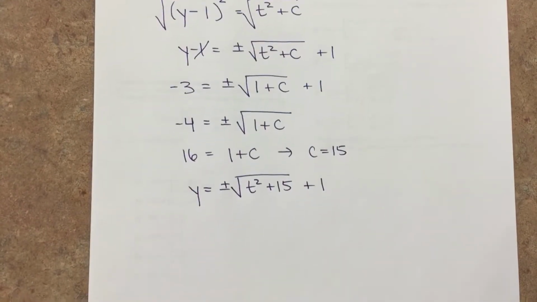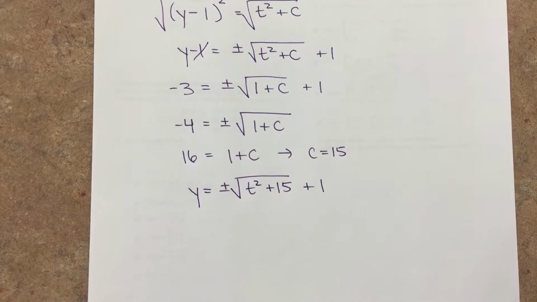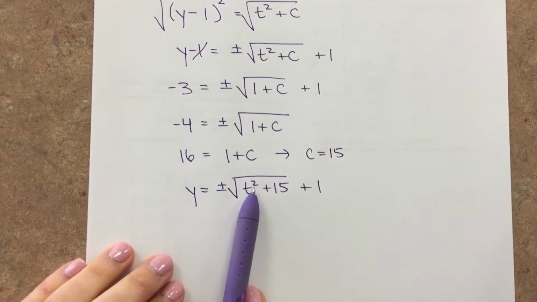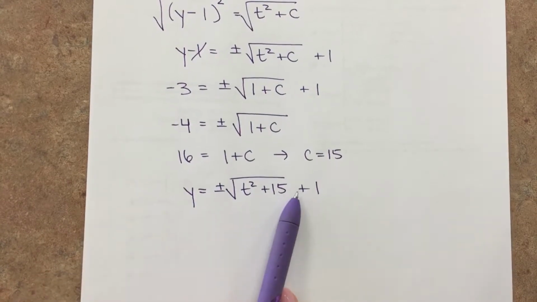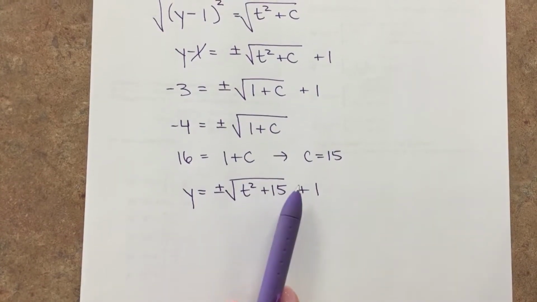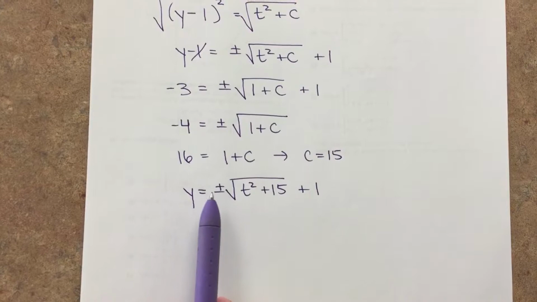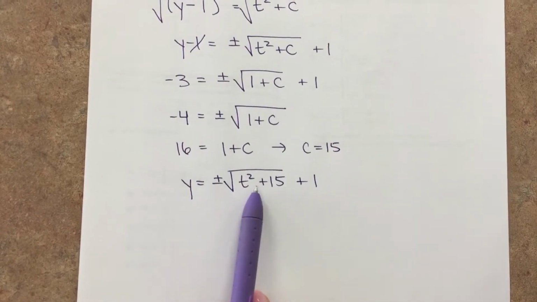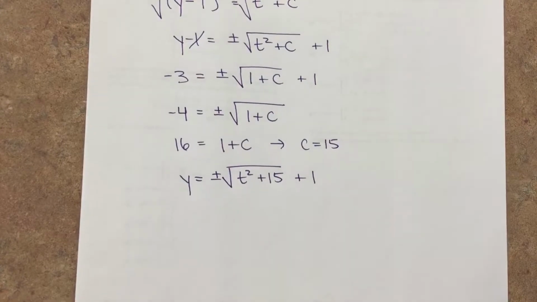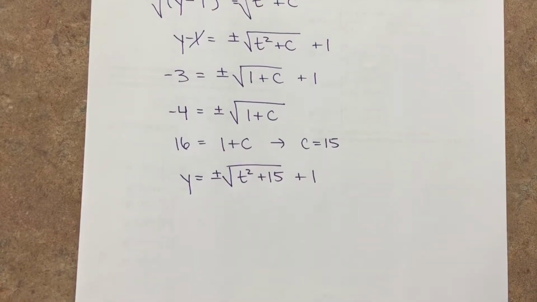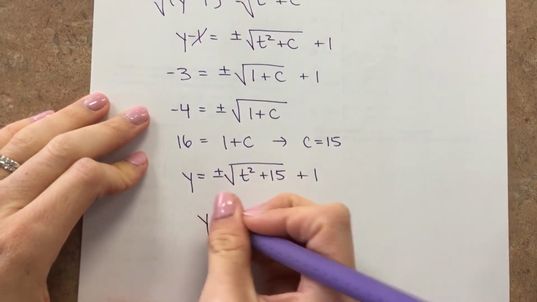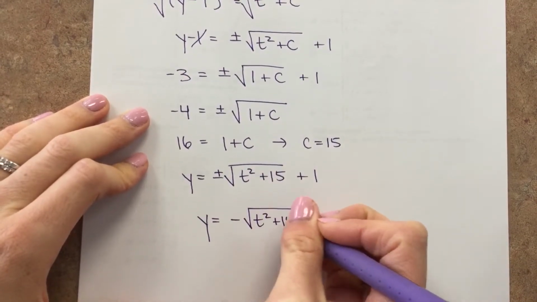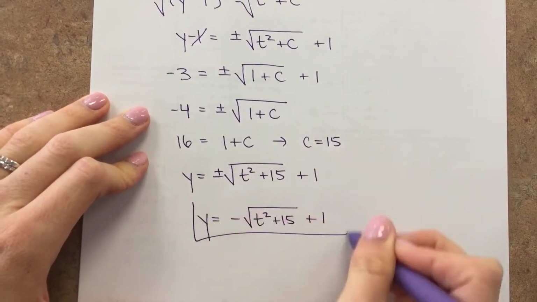Okay, so for the initial condition, this tells me when I sub in 1, I'm supposed to get -3. So when I sub in 1, 1 squared would be 1, plus 15 would be 16. Square root of 16 is either plus or minus 4. So this comes out to be either 4 plus 1 or -4 plus 1, and we need it to be -4 plus 1 to make sure we get the right initial condition. So our actual equation would be the negative square root of t squared plus 15 plus 1 on the outside.